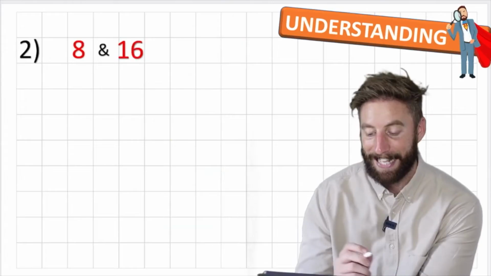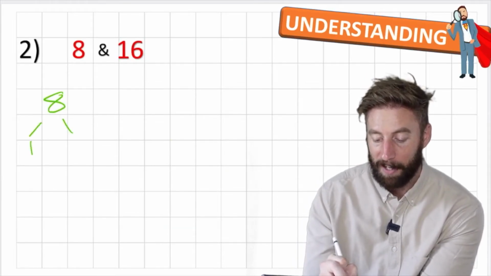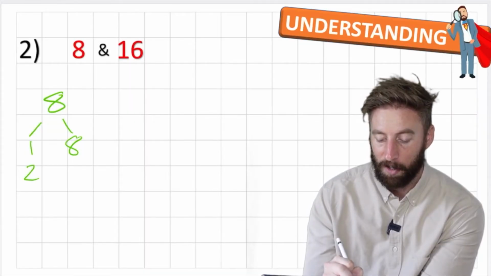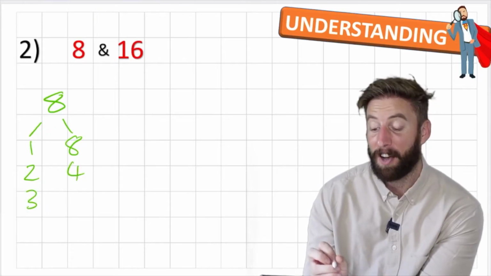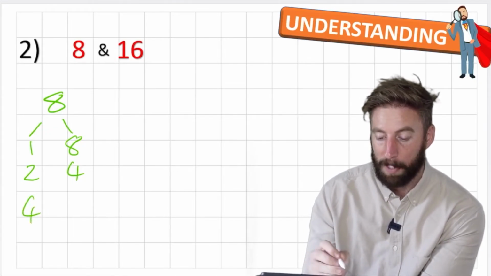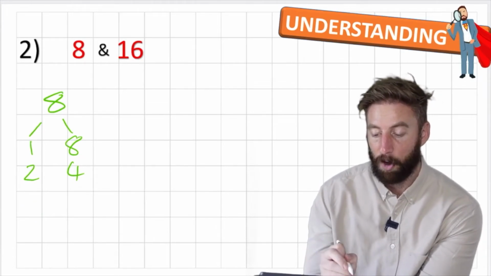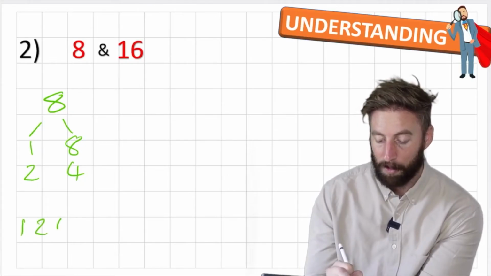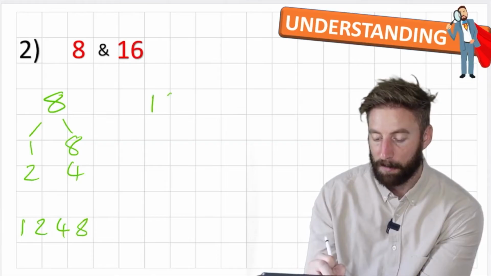Let's have a look at 8 and 16. So first of all, let's look for my factors of 8. I have 1 and 8, 2 and 4, 3, 6, 9, nope, no 3. And if I try and do another 4, I'm just repeating myself, so I don't need to do that either. So here are my factors of 8. 1, 2, 4, and 8.